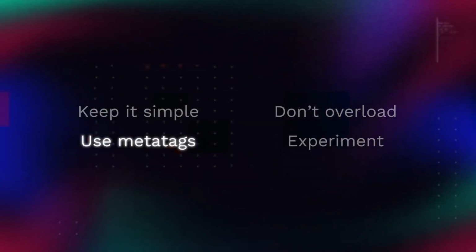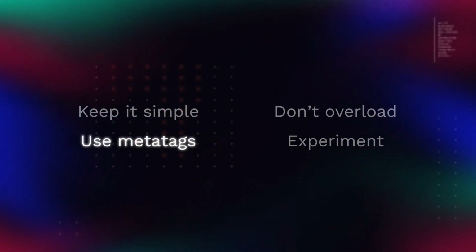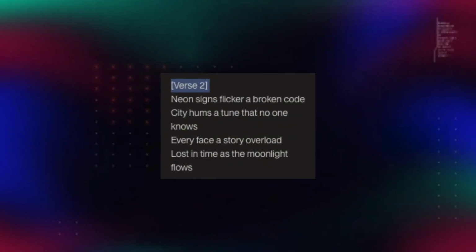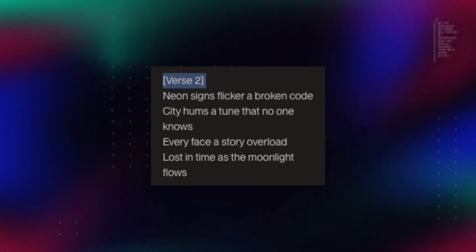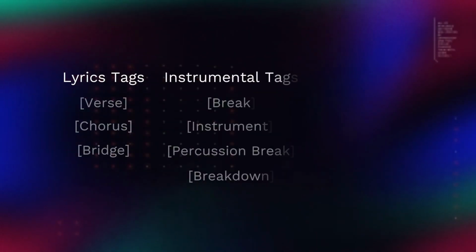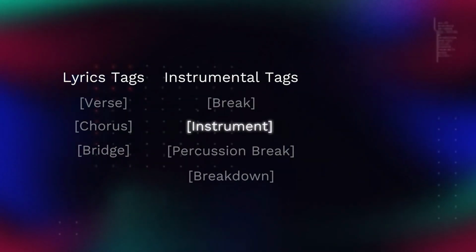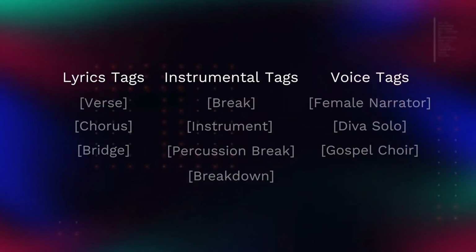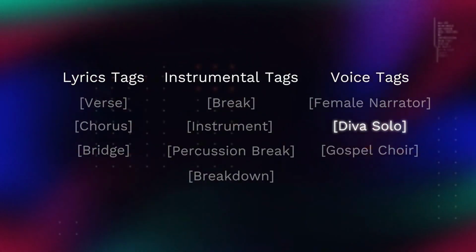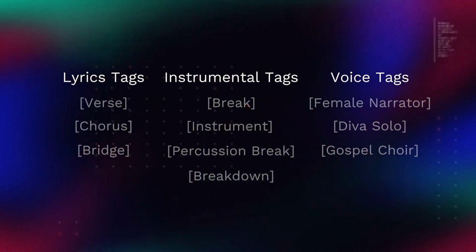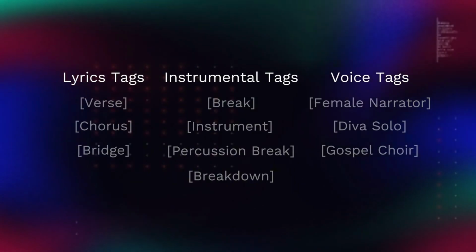Secondly, use meta tags. These are song instructions inside the lyrics where you use square brackets. Use a max of 3 words, and you can do this for lyrics meta tags, instrumental tags, and voice tags. So some common meta tags include verse, chorus, or bridge for lyrics meta tags. Then you also have some instrumental tags like break, instrument, beat drop, breakdown. And then you can also use some voice tags like female narrator, diva solo, gospel choir, and so on. So as you can see, there are quite a lot of different meta tags you can experiment with, and I say feel free to play around with Suno in this regard.